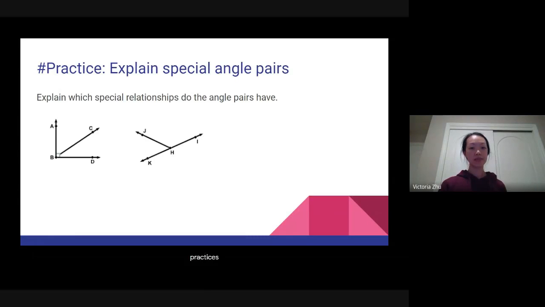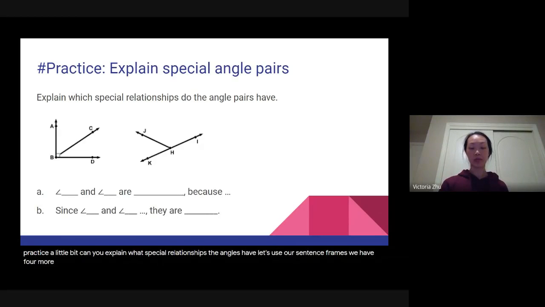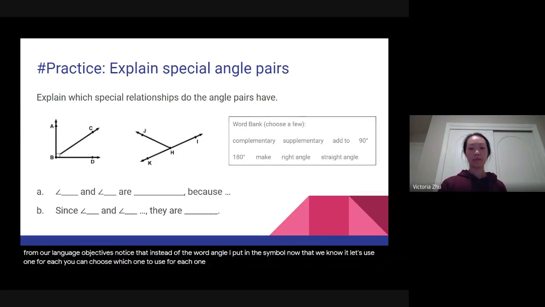Let's practice a little bit. Can you explain what special relationships the angles have? Let's use our sentence frames we have from our language objectives. Notice that instead of the word angle, I put in the symbol now that we know it. Let's use one for each. You can choose which one to use for which one. And you can also use words from our word bank. Go ahead and pause.